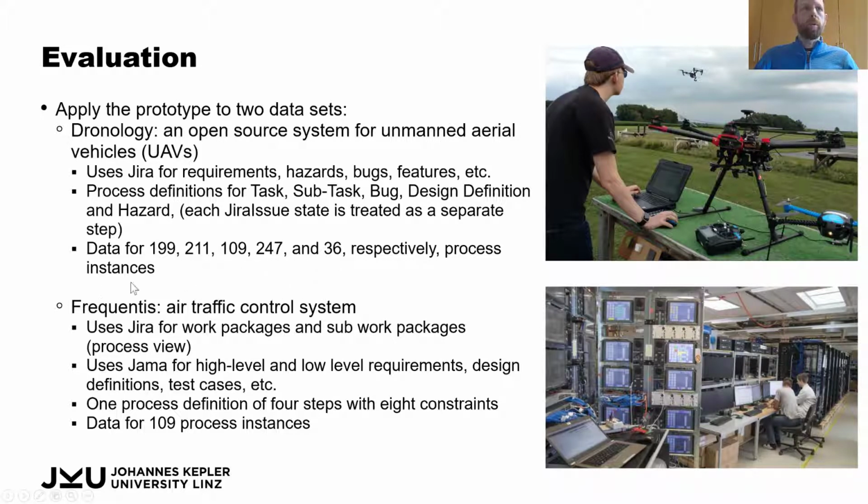On the other hand, we took Frequentis, our industry evaluation partner, and one of their air traffic control systems, where they use Jira for work package and sub-work package tracking, and then use Jama for high-level and low-level requirements, design definition, and test case management. Here we took one example process excerpt where 4 steps had 8 constraints, and we took 109 process instances.